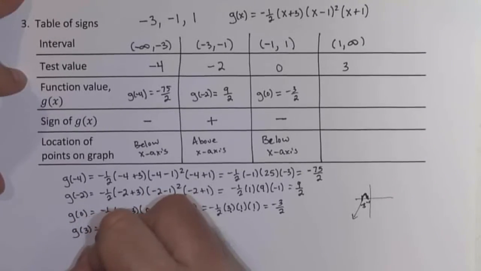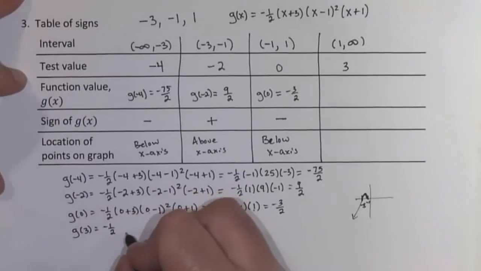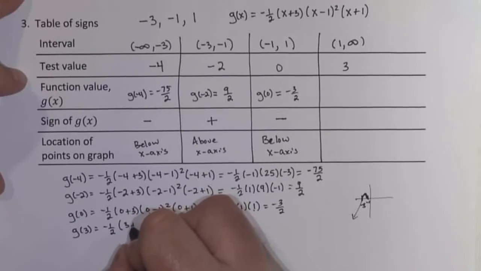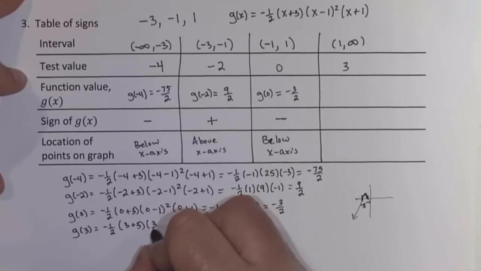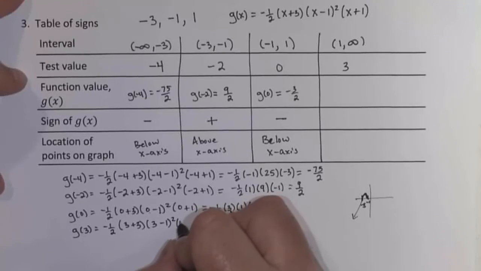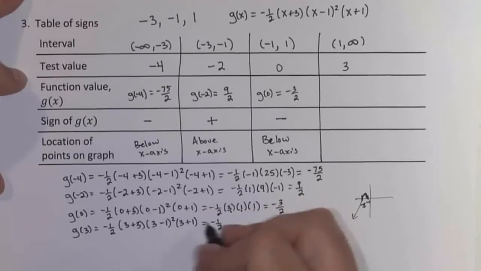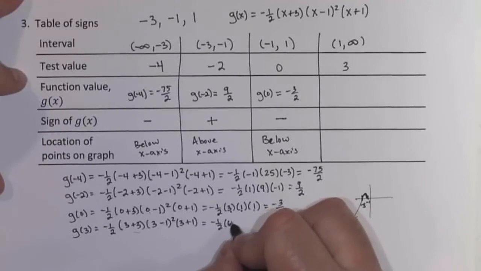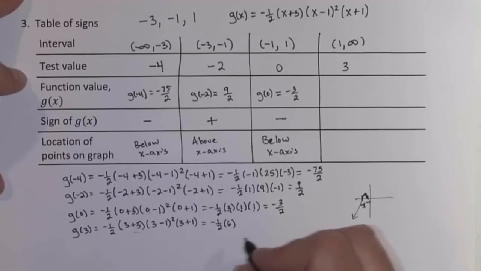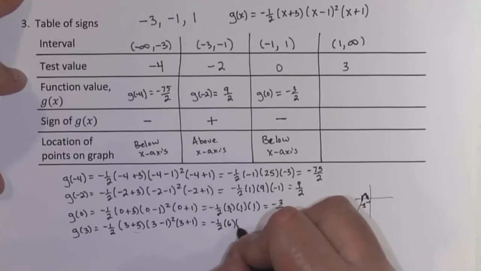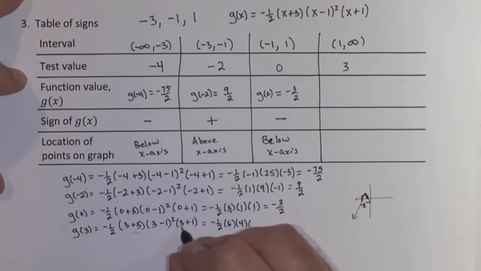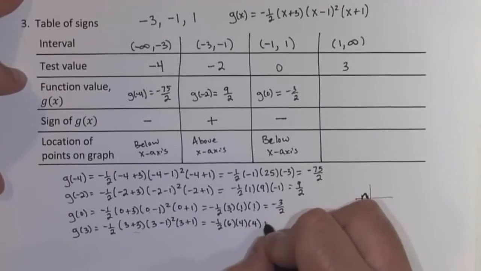So if we find g of 3, that's going to be negative 1/2 times 3 plus 3 times 3 minus 1 squared times 3 plus 1. So that's going to be negative 1/2 times 3 plus 3 is 6. 3 minus 1 is 2. Squared is 4. And 3 plus 1 is 4.